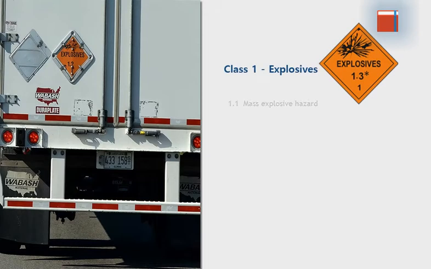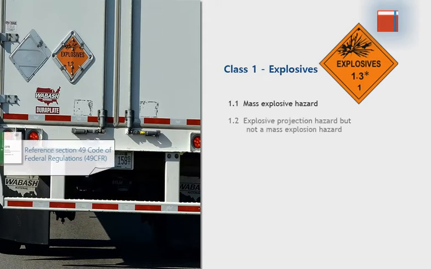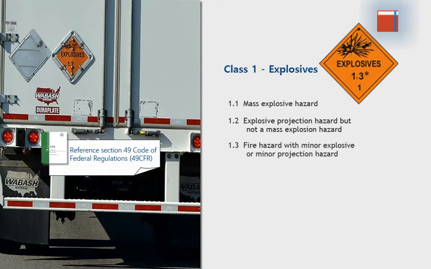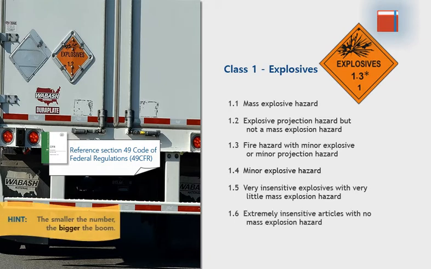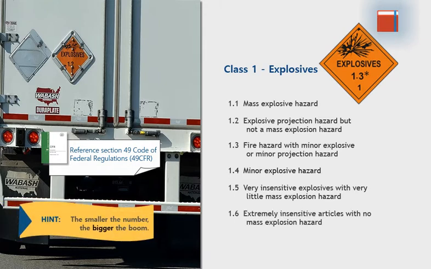For Class 1, the hazardous materials are explosives. Divisions within this major class indicate the explosive power of the material being transported. Remember, the smaller the number on the placard, the bigger the boom.